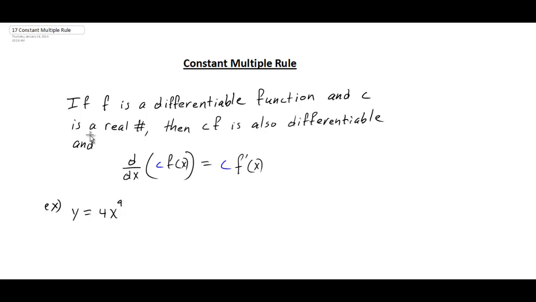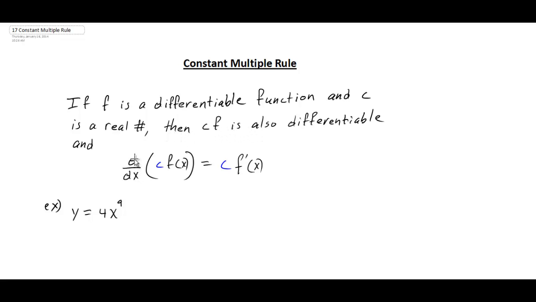All right, now here in this video, we're going to look at the constant multiple rule. And it states that if we have a function f that is a differentiable function and c is a real number, okay, so in other words, differentiable here simply means that we're able to take the derivative of the function, which means it's not undefined, and c is representing any constant real number, then if you take the constant and multiply it by the function, c times f, that's also going to be differentiable.